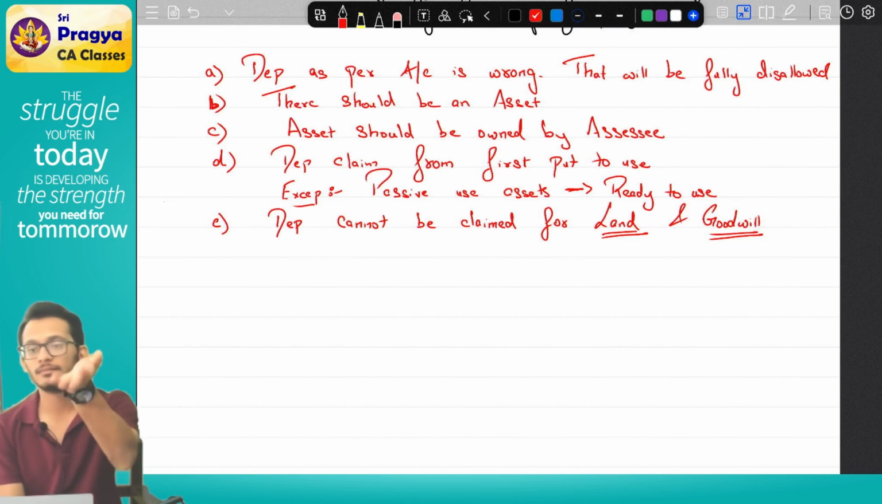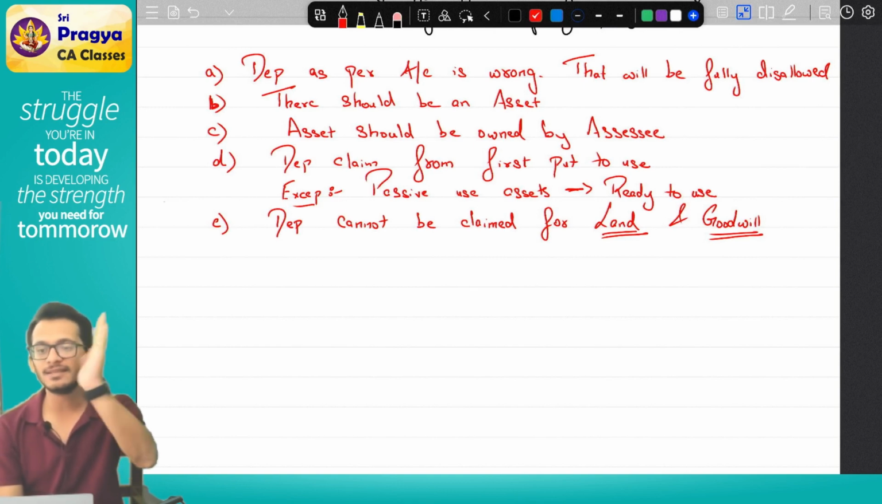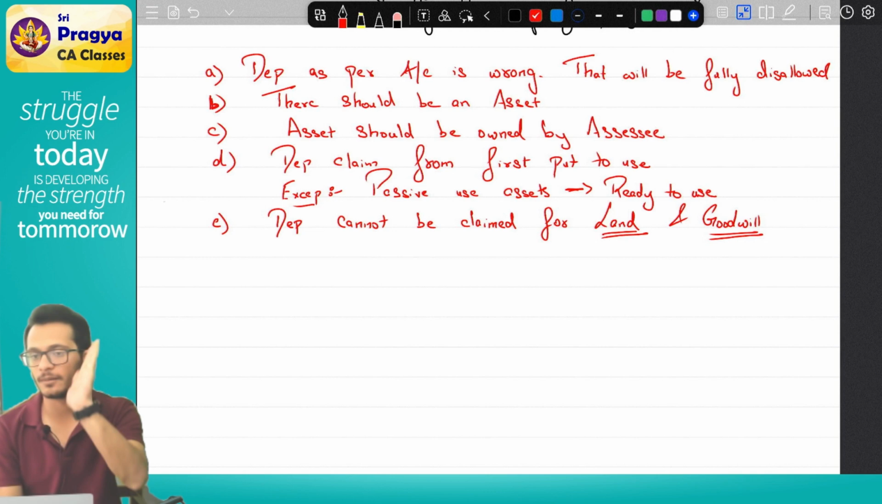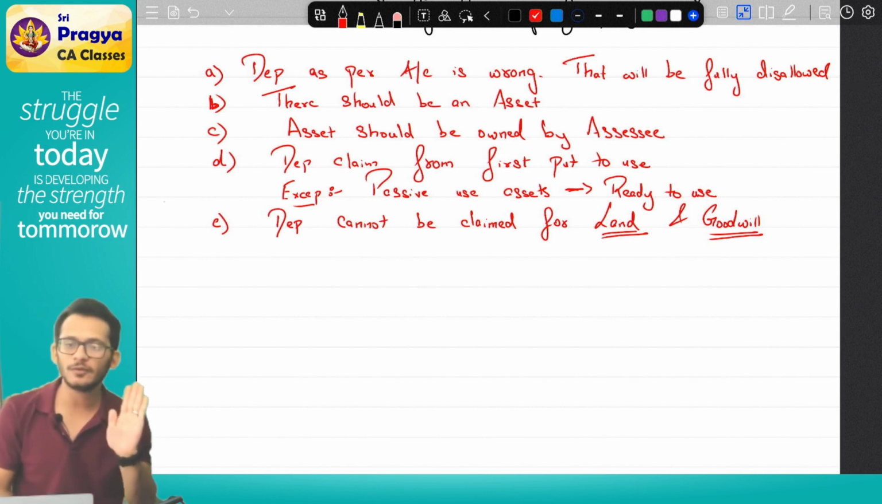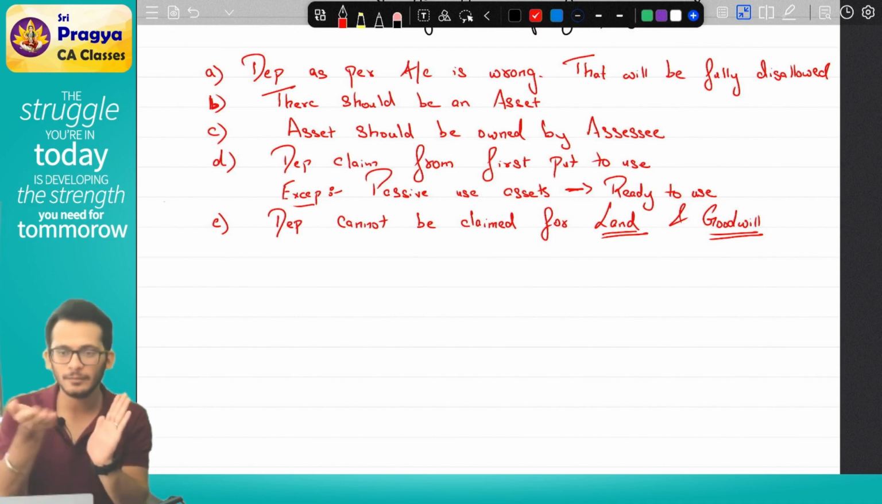Prove me the number. Don't tell me this is a balancing figure. I don't want a balancing figure. Prove me that this 400 crores is brand value. Give me proof, because for an asset you need proof.